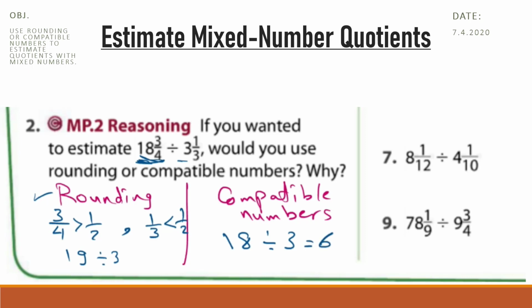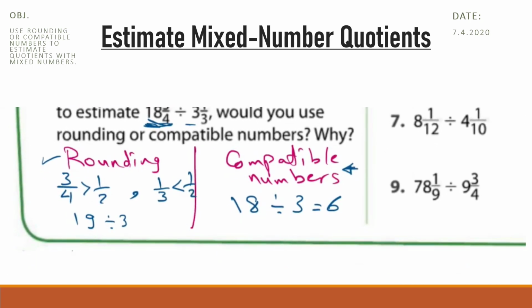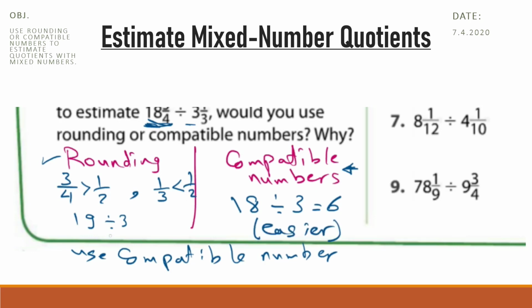So which one is better in this question? To use compatible numbers or use rounding? Of course, I can see that compatible numbers is better. So the answer should be use compatible numbers. Because 18 divided by 3 is easier than 19 divided by 3. We can do 18 divided by 3 without using long division or any extra steps.